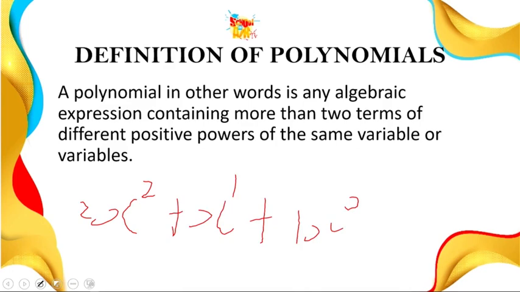There's no negative power. So a polynomial can never have a negative power. You can never have something like minus 1. Because of this minus 1, everything we're having here is not a polynomial because of this negative power.